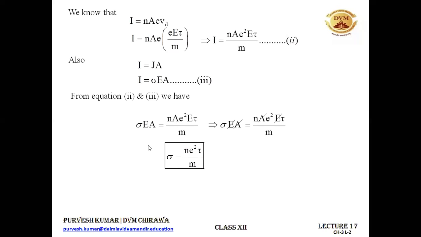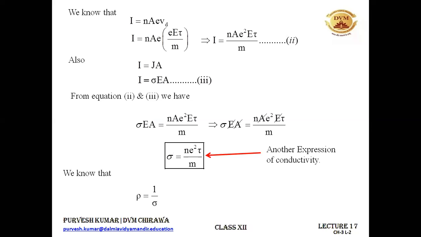So this is one alternate expression for conductivity. The conductivity depends on the number density of electrons, the charge square, the relaxation time, and it is inversely proportional to the mass. So we can say very clearly that conductivity has nothing to do with the length and the area of cross section. Similar is the case with resistivity. When you take the reciprocal of conductivity, you will get resistivity.